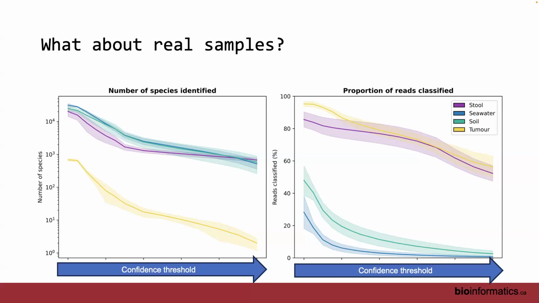So this is just showing Kraken with an increasing confidence threshold for the number of species identified across stool, seawater, soil, and tumor. And the biggest thing that I'm trying to show you here is that for our environmental samples, like soil and seawater, the proportion of reads classified by Kraken drastically drops off with this increased confidence threshold that we just suggested you take, right?